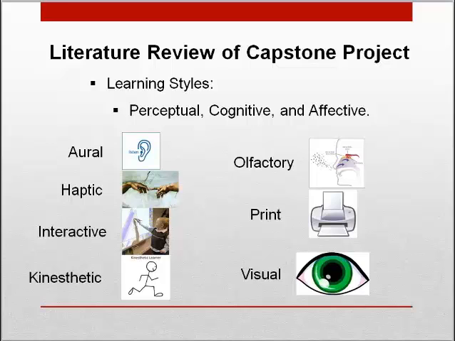The perceptual learning can be further divided into 7 ways that a person absorbs information. That's why it's important that you understand these as a teacher, so that you can effectively teach to different learners. We have the oral, which is listening, the haptic, which is touching or holding. There is interactive, which is verbalizing and discussing with others. Kinesthetic, which is body movement. Olfactory, which is our sense of smell. Print, which is reading and writing. And the last one is visual, viewing pictures, images, objects, and activities.